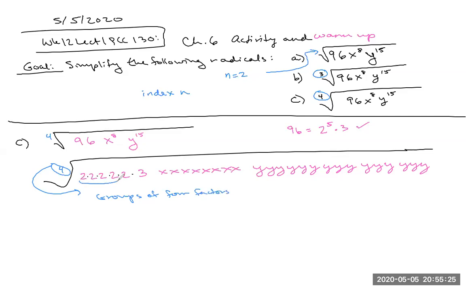So here's 4, 4, 4, 4, 4, 4, and 3 left over. Circle the things that are left over.